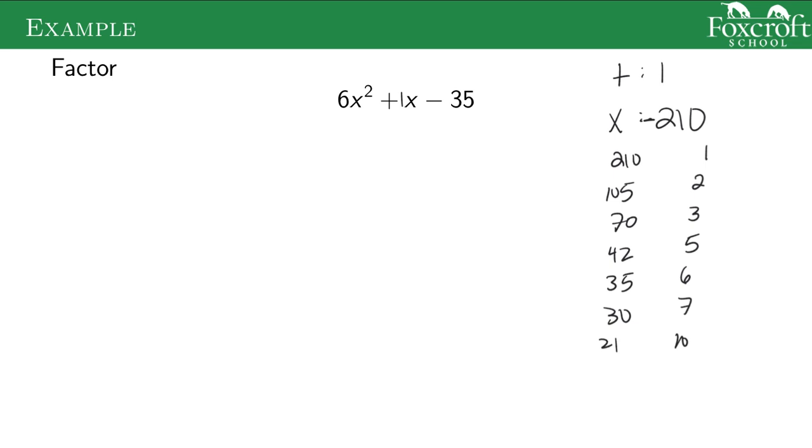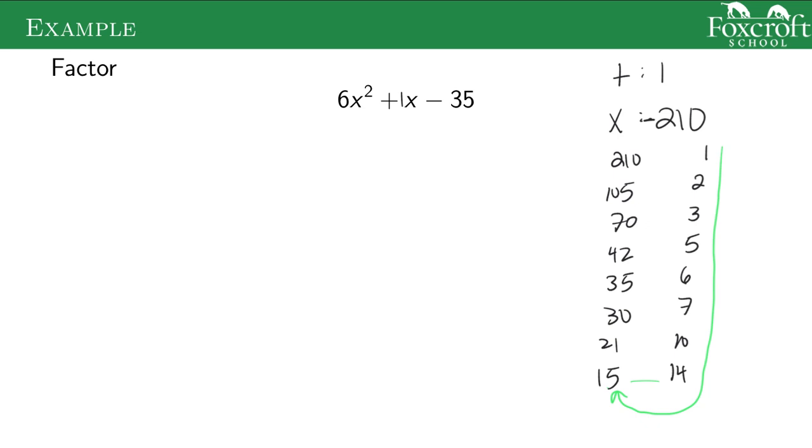11 doesn't. 12 doesn't. 13 doesn't. 14 and 15. And once this right-hand column, once I've tried all the numbers and I've gotten to a number that's in the left-hand column, I can stop. Because now if I started at 15, I would just get 14 and kind of be going back through the numbers. So you don't have to go all the way up to 210 to try. All right, but that's how you can do it.